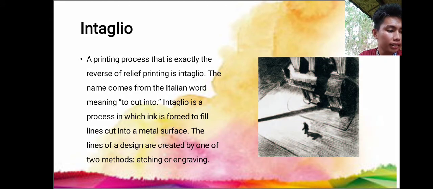Okay. Next is intaglio, a printing process that is exactly the reverse of relief printing. The name comes from the Italian word meaning to cut into. Intaglio is a process in which ink is forced to fill lines cut into a metal surface. The lines of a design are created by one of two methods, etching or engraving. So they are engraving the surface and putting ink in it.